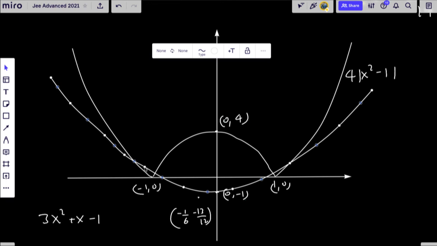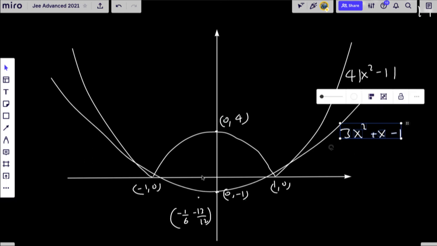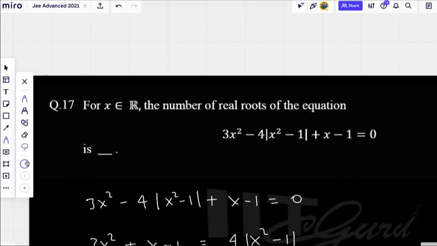So how many total points are there? We can see 1, 2, 3, 4. So at 4 distinct points, this all intersects. This is the graph of 3x square plus x minus 1, you can see over here. Fine. So with the graph also, we can say that the 4 distinct real points are there. So finally, the answer will be here. We can say answer is 4.